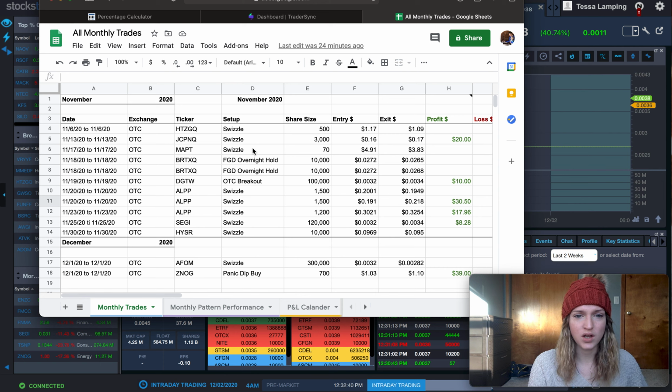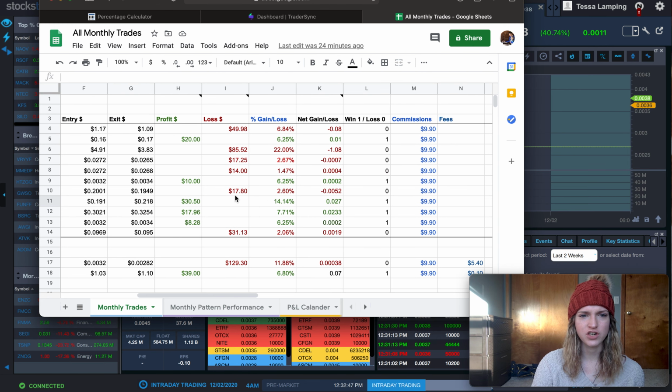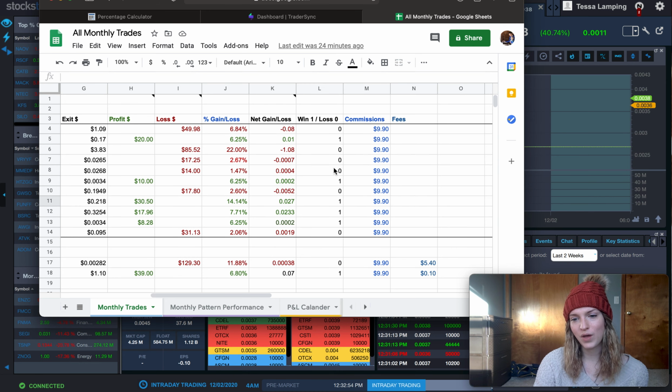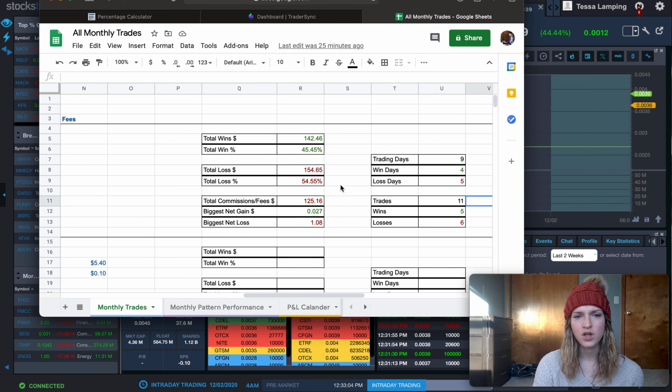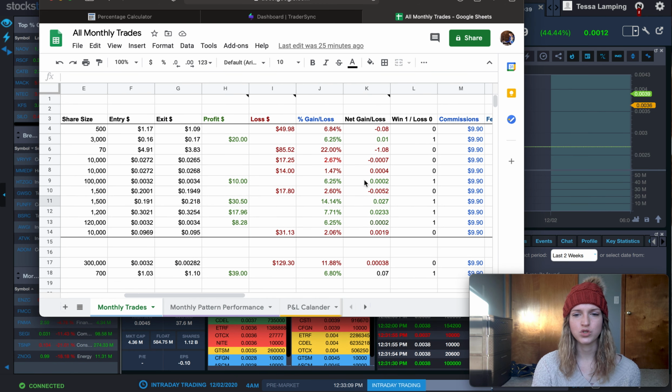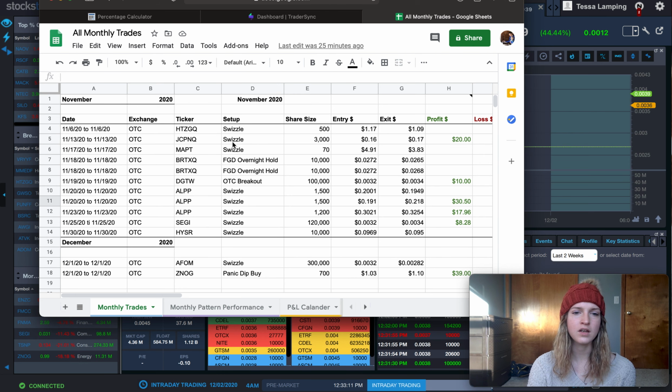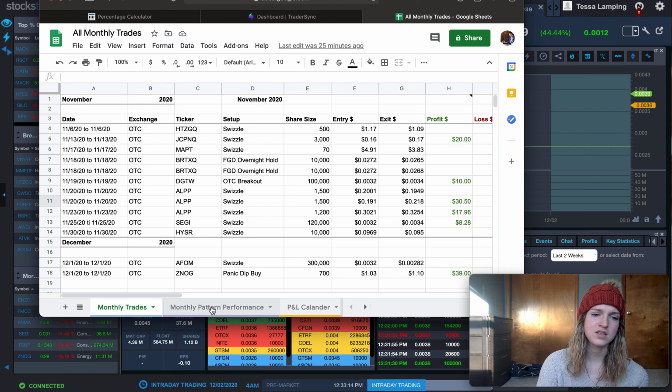So here's swizzles, overnight holds, OTC breakout, more swizzles, the dates, share size, my profits, my losses, percent gains, net gain, loss, win. This I'm actually taking kind of from Jackaroo, and I need to add fees because I'm thinking about stuff later, and I'm just turning it into my own. I got my wins, my losses, the days, and so I'm slowly learning and getting better at this stuff.